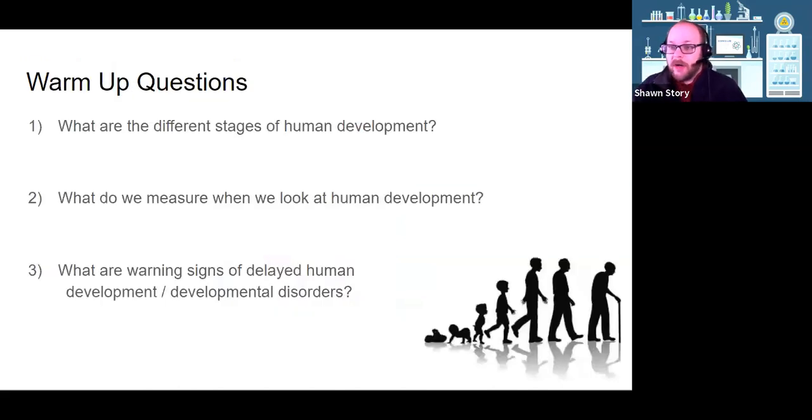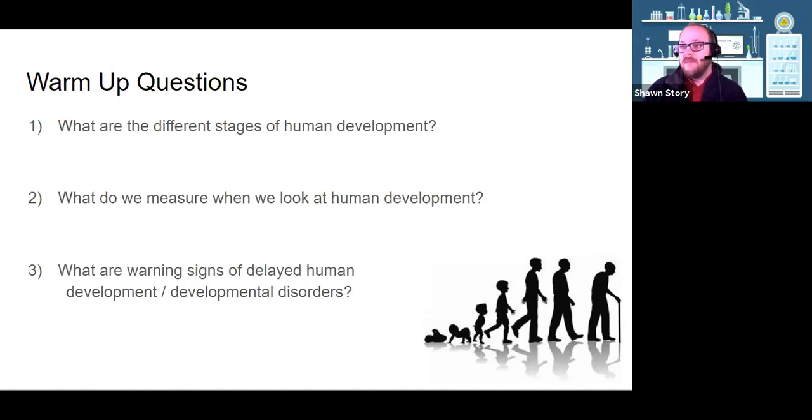So to have some warm-up questions to get our brains thinking about this topic of human development, I have 3 questions for us to talk about. First question, what are the different stages of human development? How do we develop and what are those stages? What do we measure when we look at human development? What are we actually looking at when we talk about human development? And 3, what are warning signs of delayed human development or developmental disorders?